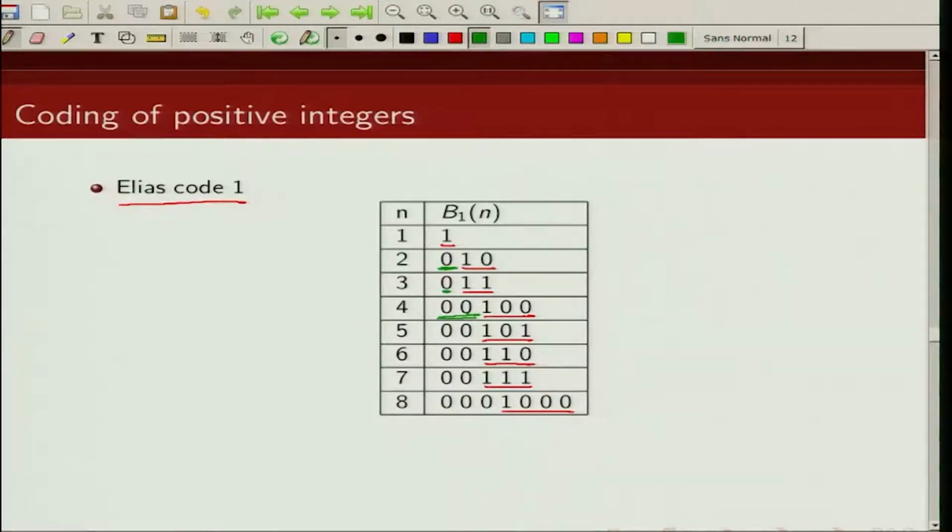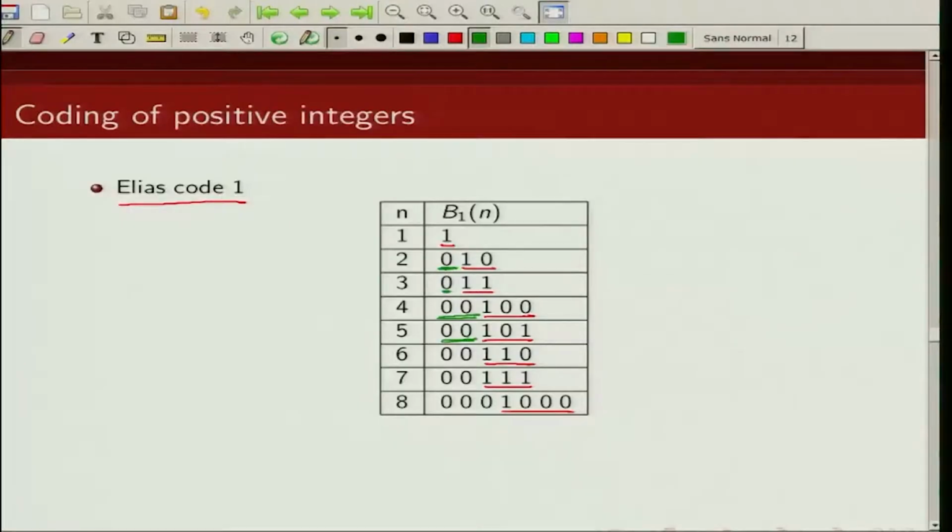So by looking at the run of zeros, you can find out how many bits follow. For example, if this is 0 0, then he knows that the next 3 bits are the binary representation of the number. You can take, for example, 8. The binary representation of 8 is 1 0 0 0, so there are 4 bits. If you prefix it by 3 zeros, you get Elias code 1.